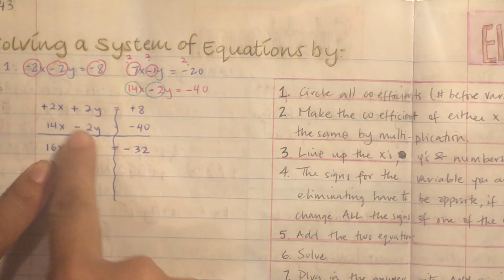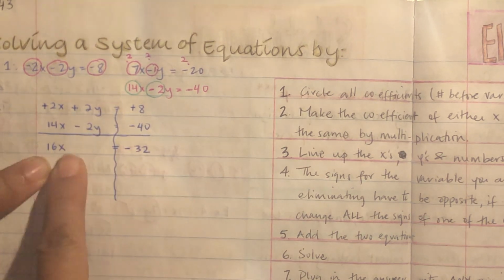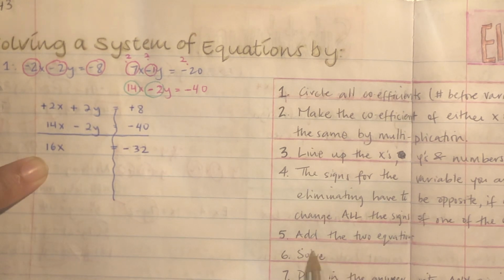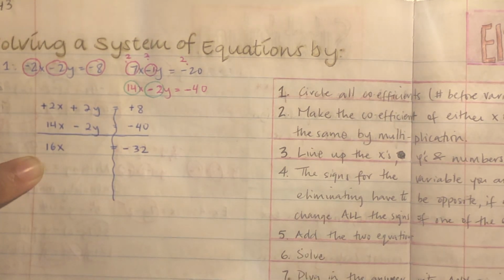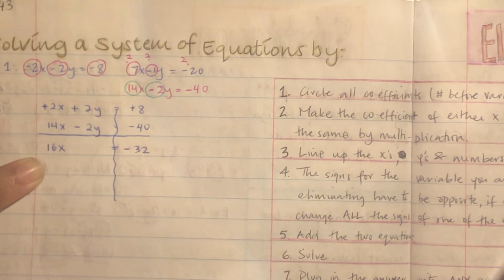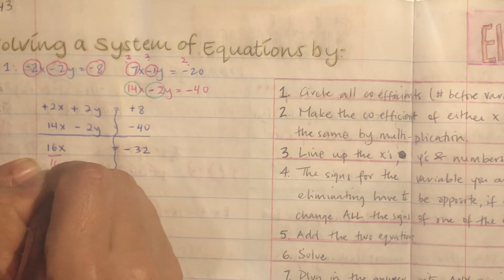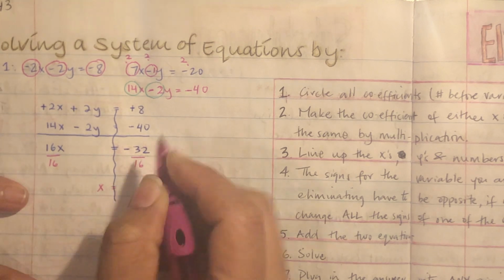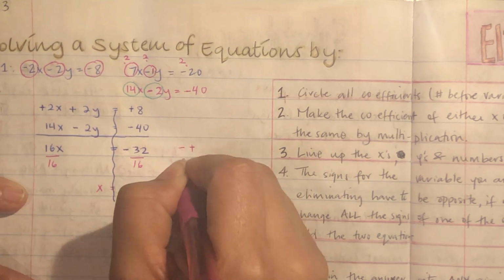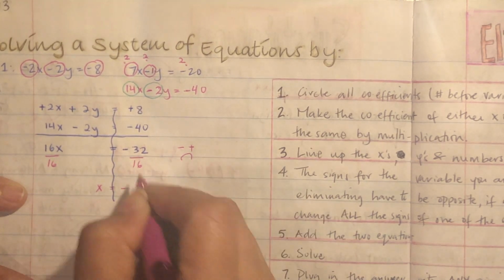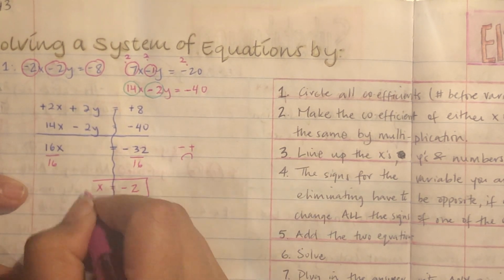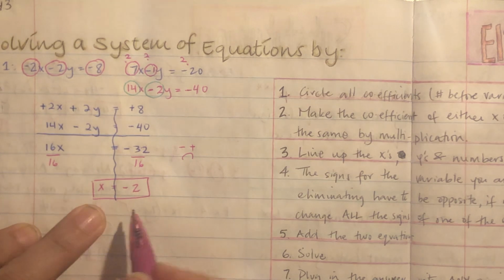You're going to eliminate one of the variables. So now I have 16x equals -32. My next step is after adding, I'm just going to solve the equation. So how do I solve? I divide both sides by 16. So I get x is equal to negative divided by a positive. Negative divided by a positive is negative. 32 divided by 16 is 2. And anytime you get x equals or y equals, remember, put a box around it.